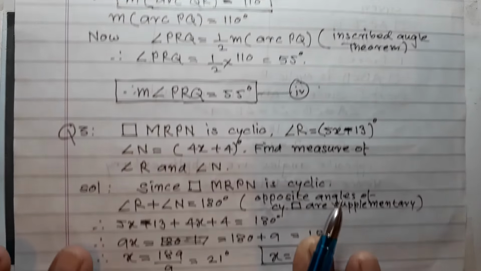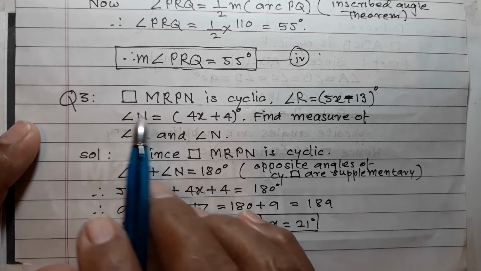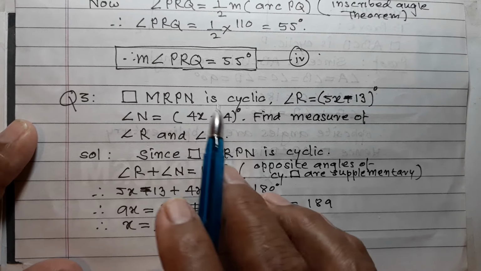Question number 3. Quadrilateral MRN is cyclic.